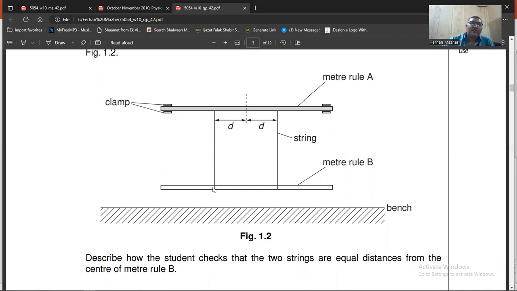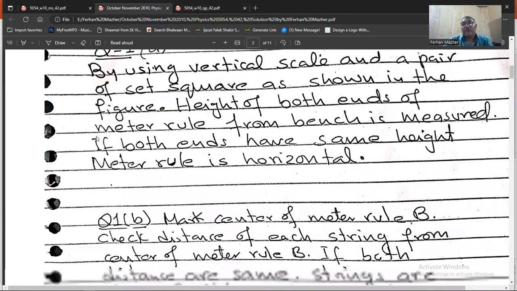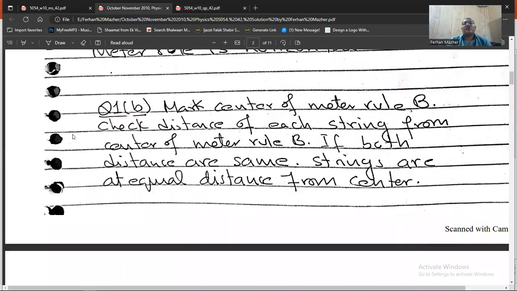You can measure the distance of the left string from the center of the meter rule B, and you can measure the distance of the right string. If both the distances are equal, that shows that both the strings are equally spaced from the center of the meter rule B. Mark the center of the meter rule B. Check the distance of each string from the center of the meter rule B. If both distances are the same, the strings are at equal distance from the center.